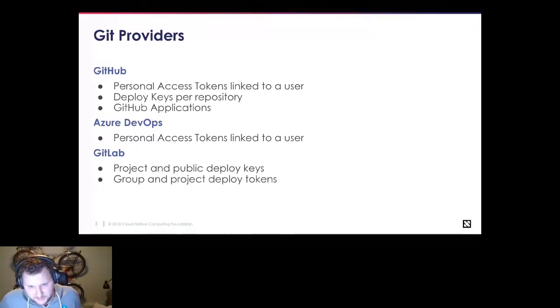And additionally, the deploy keys really just give you Git access. It doesn't give you API access in any way.